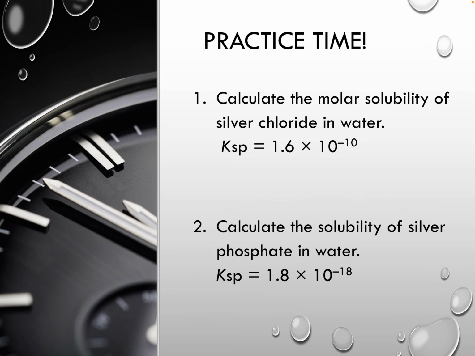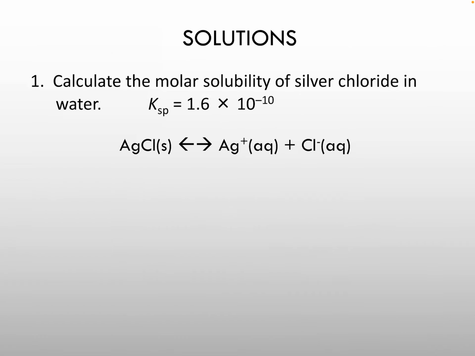Okay, let's go ahead and work these out. So the first one, we're going to calculate the molar solubility of silver chloride in water and then of silver phosphate in water. So silver chloride is very similar to the very first problem that we did.